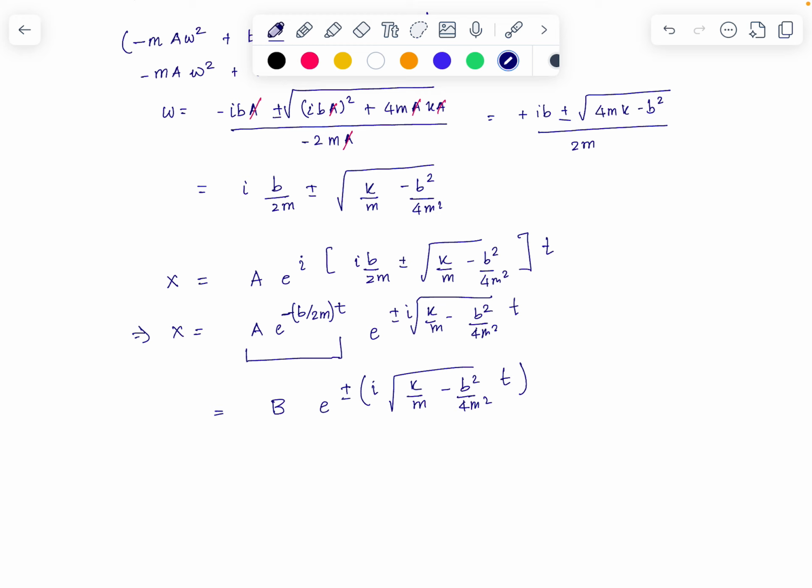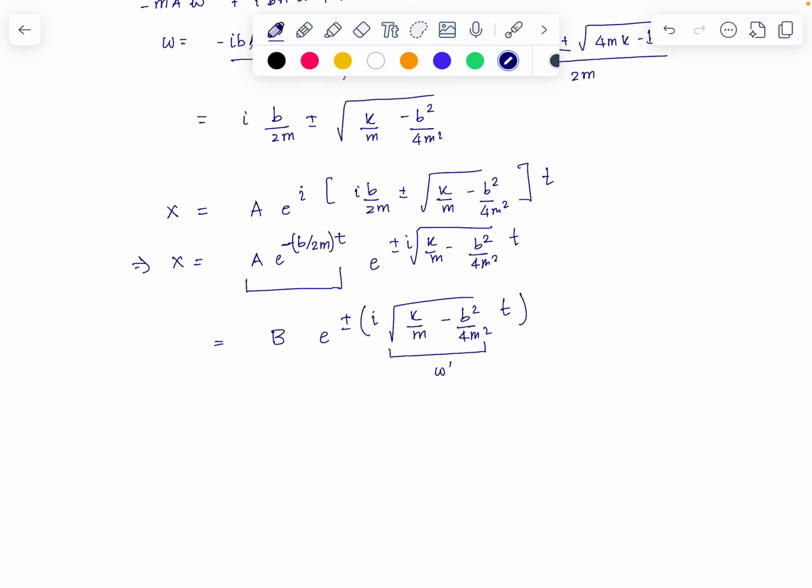Now this here we can call omega prime. So this is nothing but b times e to the power plus minus I omega prime times t. Okay, so we recover the form of the original expression.